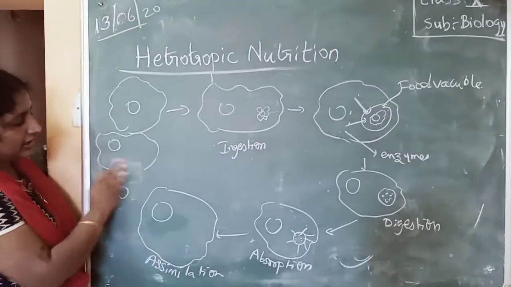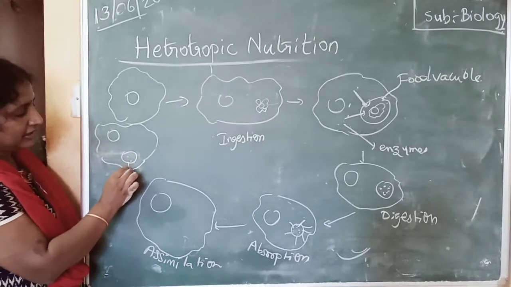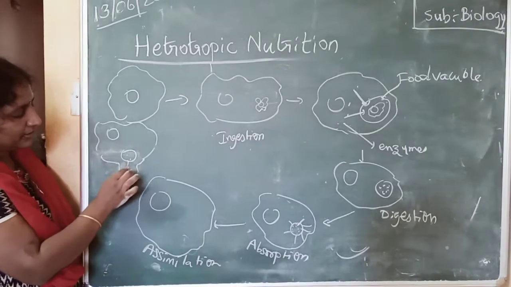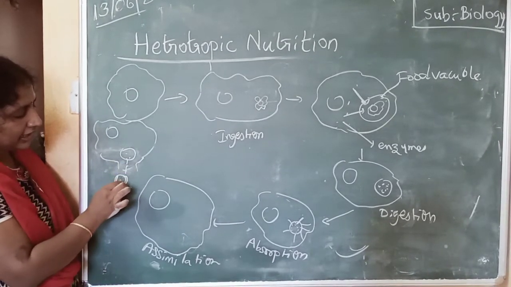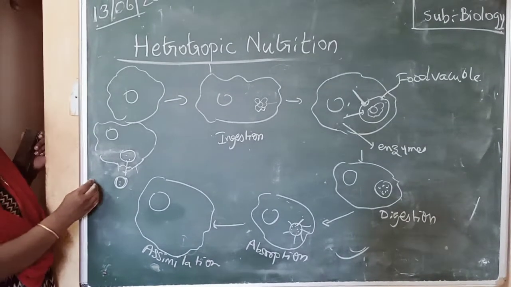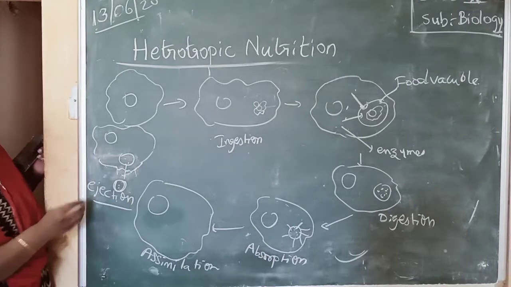So this is our undigested food. Now it brings it near the membrane and breaks its membrane. Now that the membrane is broken, it sends out the undigested food and again seals its body. This step is called ejection.